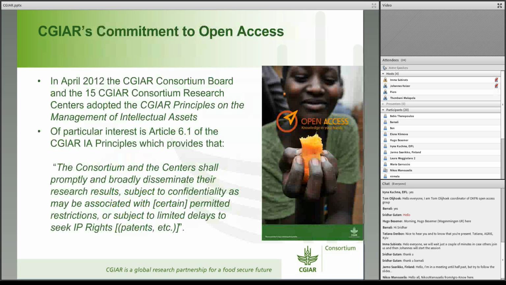In April of 2012, CGIAR officially adopted what's called its Principles on Management of Intellectual Assets. And the key language for open access in that document was Article 6.1, which states, the consortium and the centers shall promptly and broadly disseminate their research results, subject to confidentiality, etc. So that laid the groundwork and the legal requirement, but then the question became how to do this, and that became the real challenge.